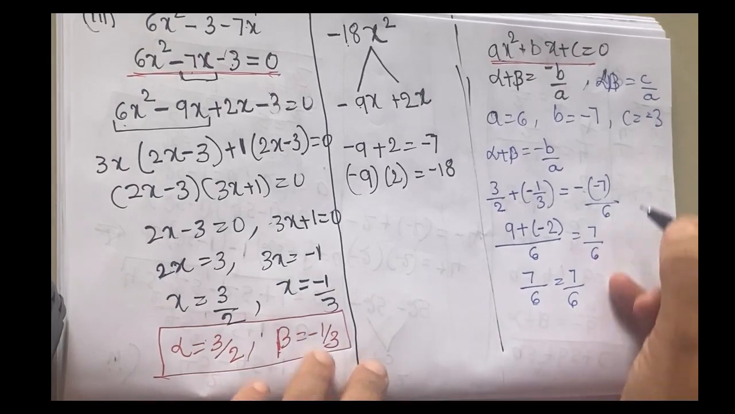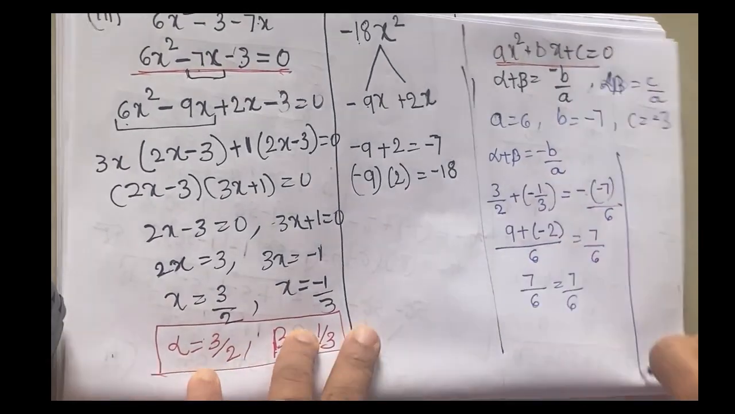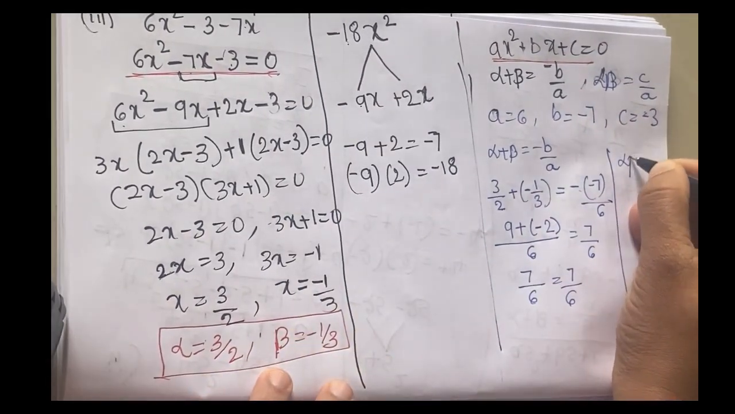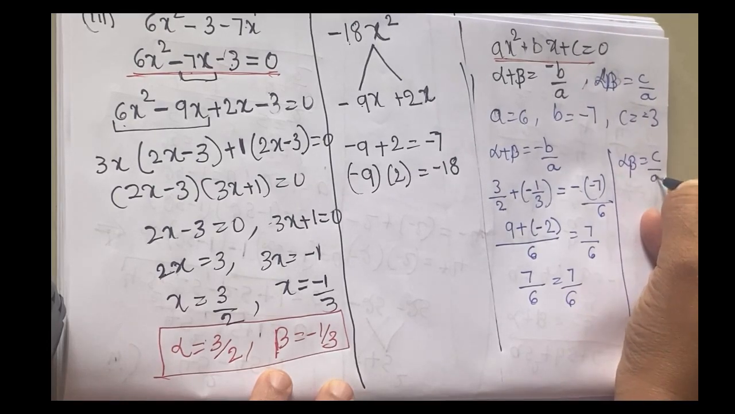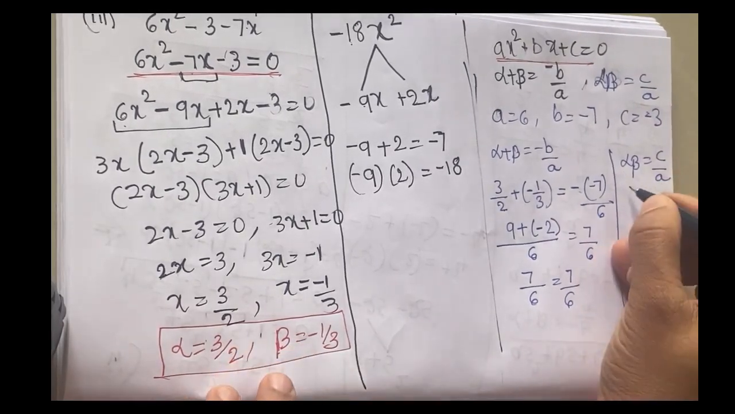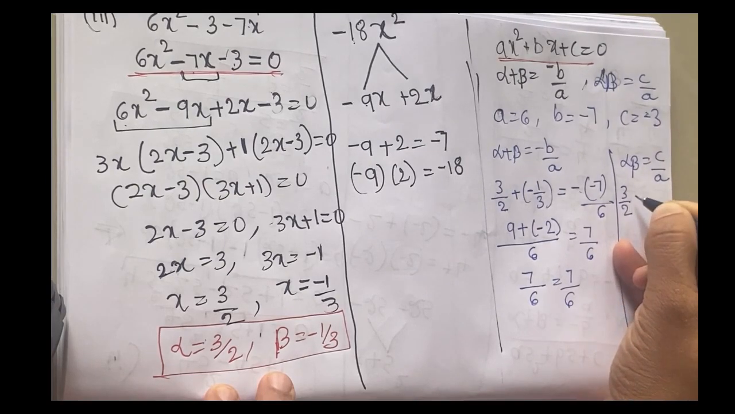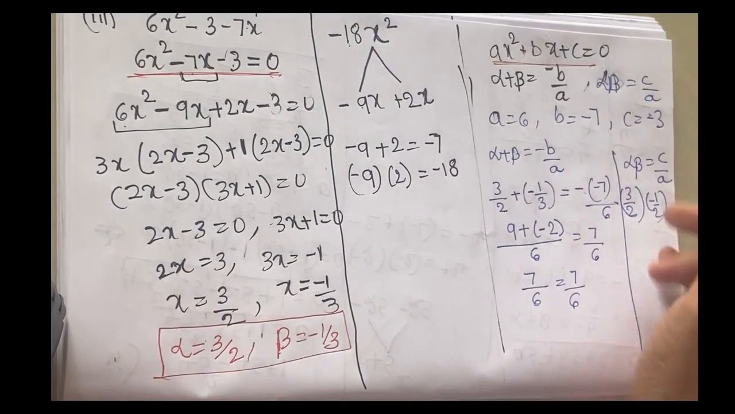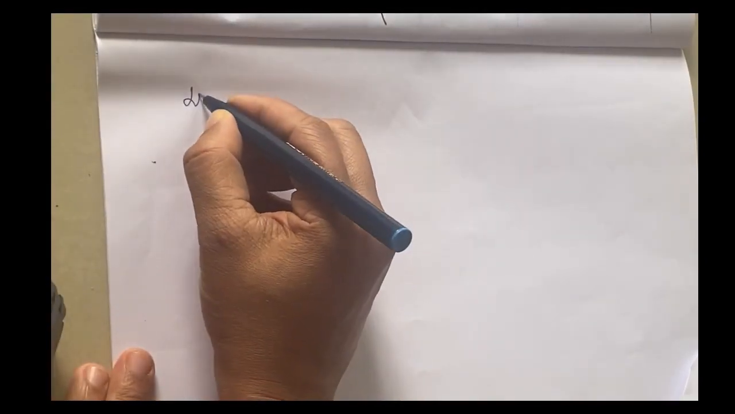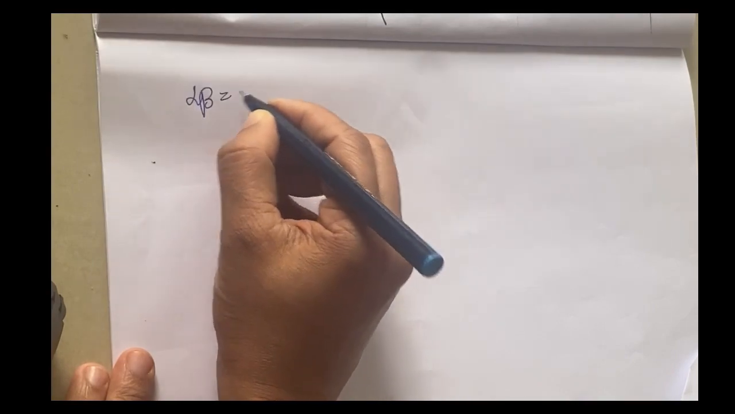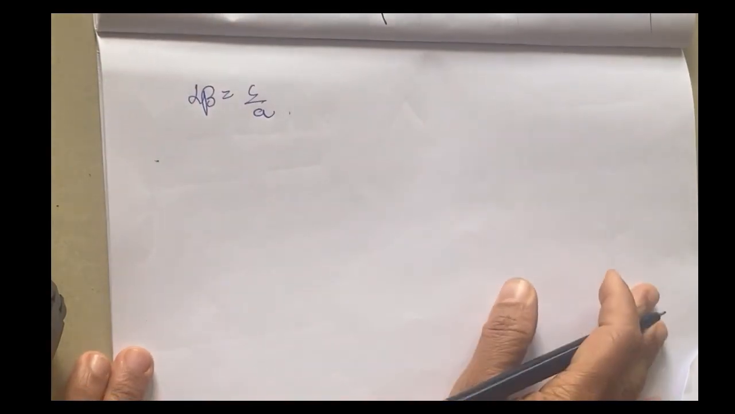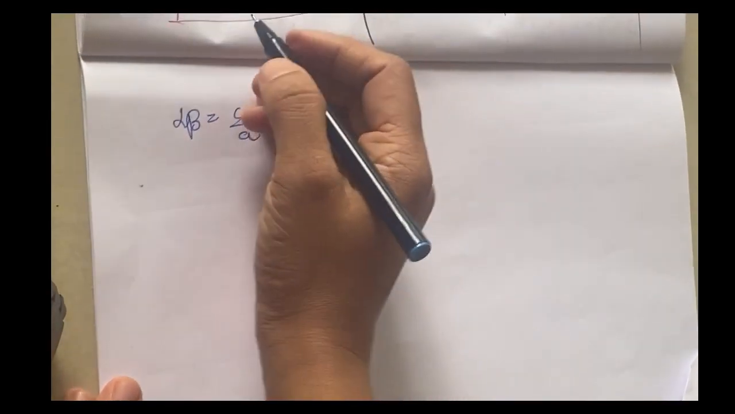This one is verified. Next I need to do alpha into beta is equal to c by a. Alpha is 3 by 2, beta is minus 1 by 3. Sorry, I will do it here, next page. Alpha into beta is c by a. Alpha is 3 by 2.